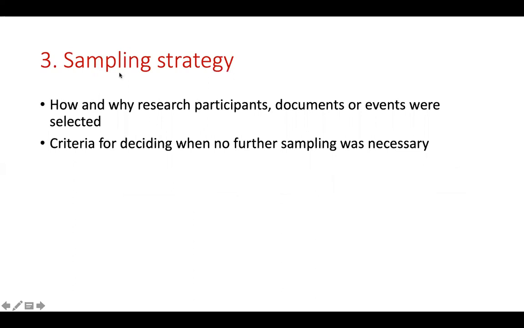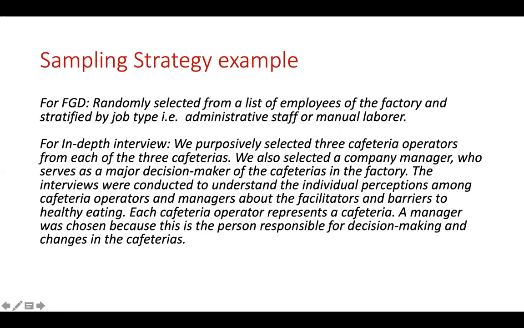Third is the sampling strategy: how and why research participants, documents or events were selected, and criteria for deciding when no further sampling is necessary. For this study, we randomly selected from a list of employees of the factory and stratified by job type. For example, administrative staff or manual laborer. For the in-depth interview, we purposely selected three cafeteria operators from each of three cafeterias.